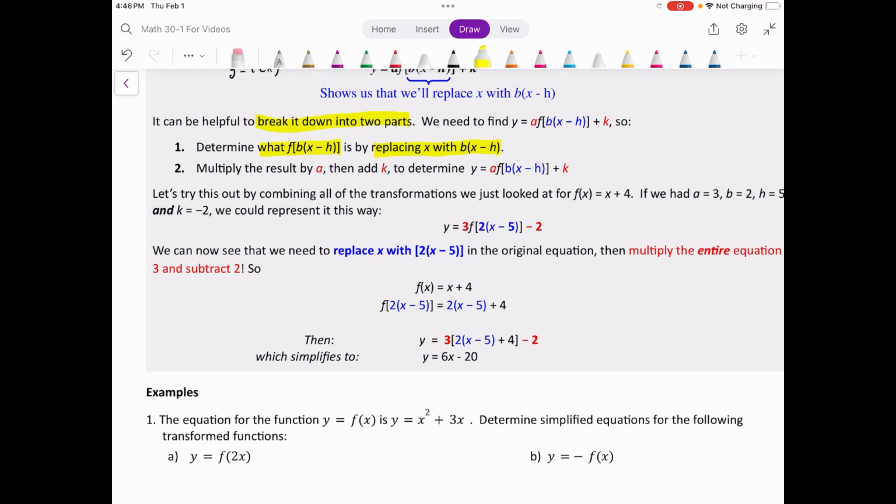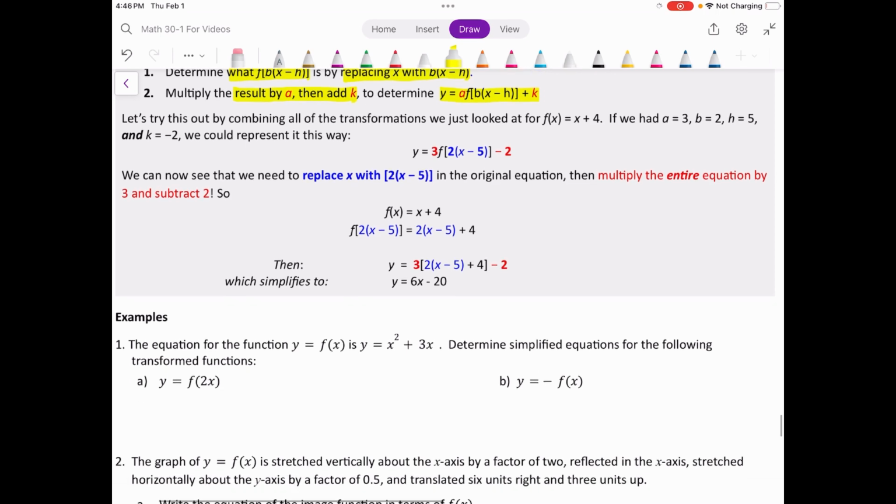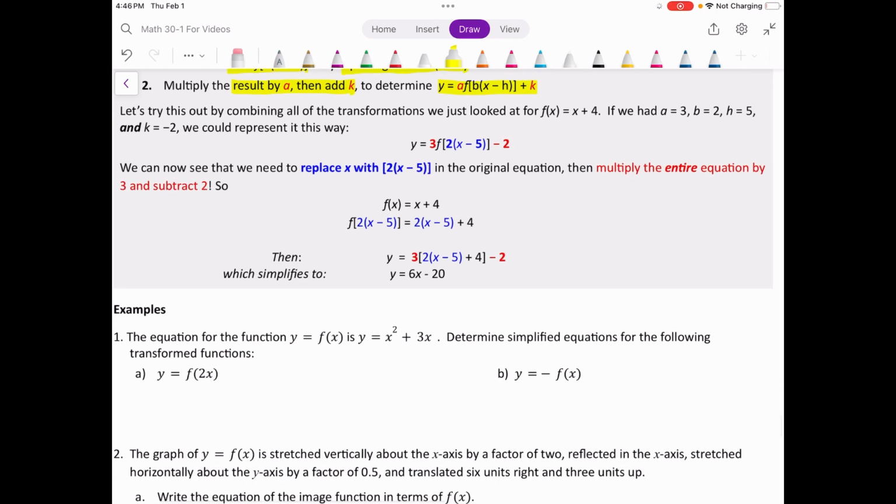And there we go. What will we have found? We'll have found this part, just by replacing x in the original function with b times x minus h. And then, see the instructions part? It tells us what to do with that f of bx minus h. It says multiply it by a and add k. So multiply whatever the result of substituting b times x minus h is, multiply the result of that by a and then add k, and you will have found the transformed function. You might have to do some simplification, but you will have found the equation of the transformed function.